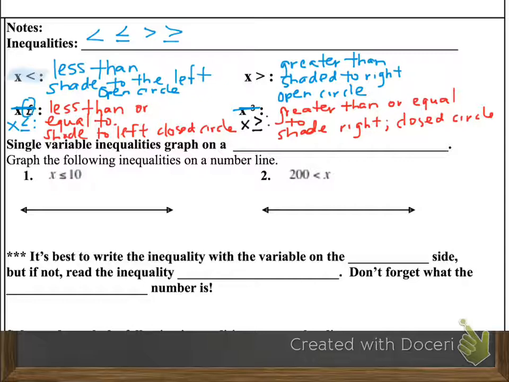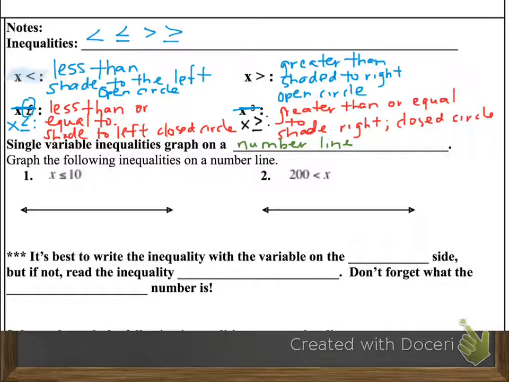Okay, when we have a single variable inequalities, we want to graph that on a number line. Okay, we're going to graph that on a number line, not a Cartesian plane or a coordinate grid, but instead just on a simple number line. We will eventually get to graphing on a Cartesian plane. We're sticking with the simple stuff, and we're just going to graph on a number line. So let's go ahead and graph the following on a number line.